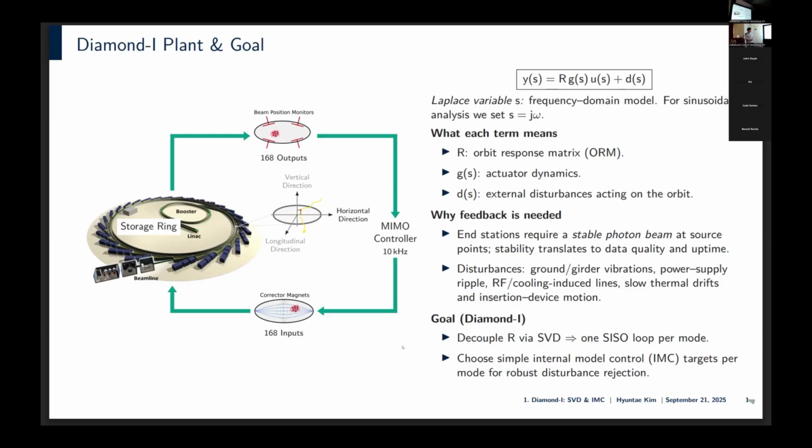So we want to design a simple controller for this kind of system to mitigate the disturbance. We try to decouple R by singular value decomposition, and we use a very simple method: one SISO loop per mode. Then we choose a simple internal model controller, IMC, targeted per mode for robust disturbance rejection.